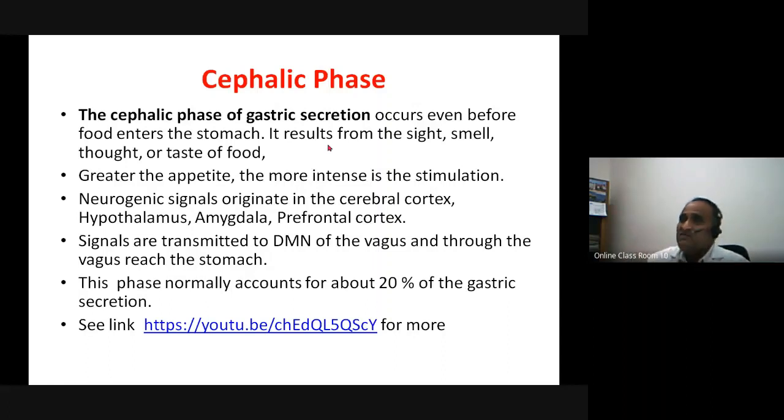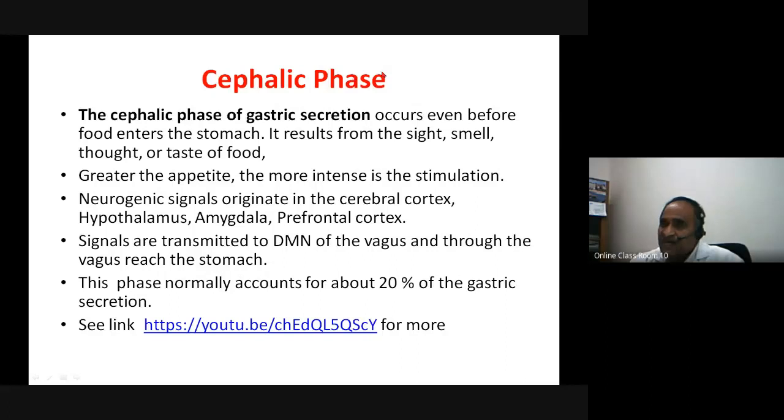So they will enhance the reflex activity which is initiated by the glossopharyngeal and vagus nerves. They will enhance the vagal activity in the stomach to secrete the acid and pepsin. One more aspect of the cephalic phase is that you have more appetite, that means you want to eat more. There will be a more intense stimulation so that you are prepared to eat more.